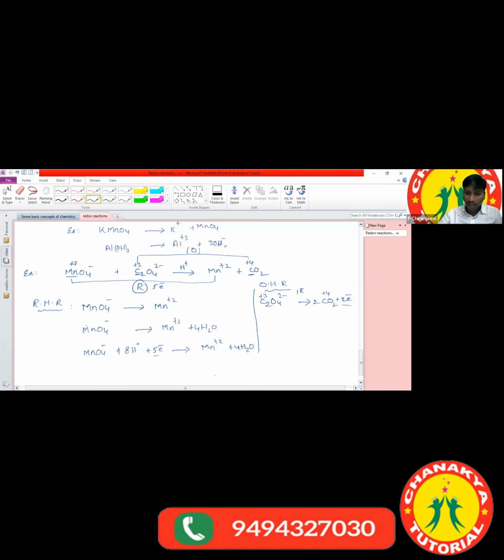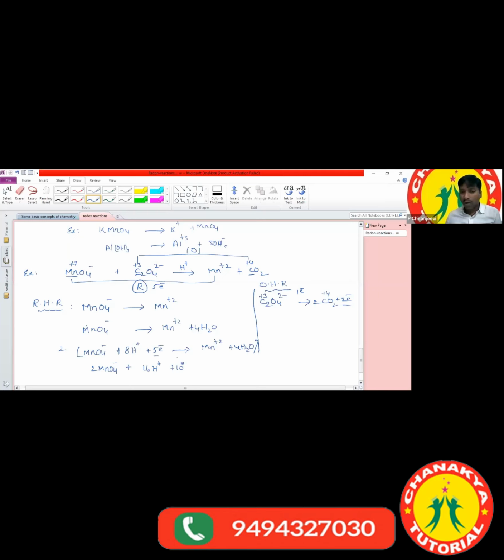Okay, now the second equation. That whole equation is multiplied with 5. If you multiply with 5, how many moles of oxalate are we taking? 5 moles of the oxalate, C2O4 2 minus, gives rise to 10 moles of carbon dioxide and 5 times 2, that is 10 electrons. So this is the completely balanced equation.